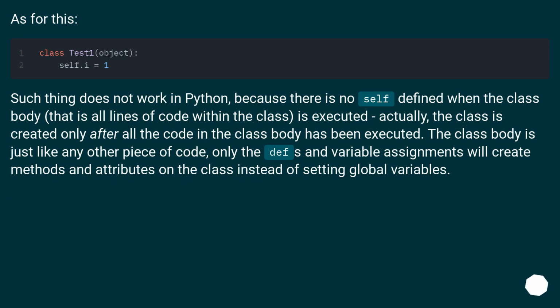As for this, such a thing does not work in Python, because there is no self defined when the class body, that is all lines of code within the class, is executed. Actually, the class is created only after all the code in the class body has been executed. The class body is just like any other piece of code, only the defs and variable assignments will create methods and attributes on the class instead of setting global variables.